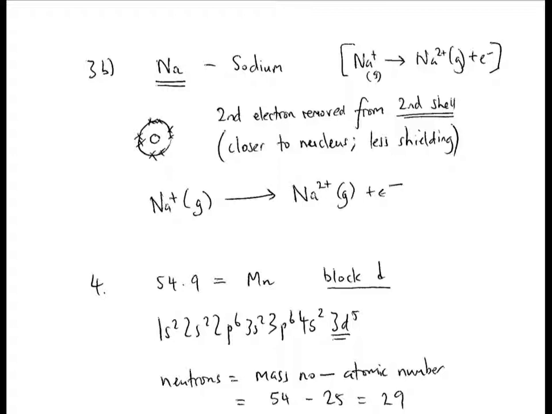3b, identify the element that has the highest second ionisation energy in period 3. Explain your choice and write an equation including state symbols that represents this ionisation energy. The answer is sodium. It's sodium because the second electron removed from sodium is on the inner shell. It's now on the second shell of electrons, which means it's close to the nucleus. There's less shielding. The equation for this change, to form a 2+ ion, Na+ gas goes to Na2+ gas plus an electron.